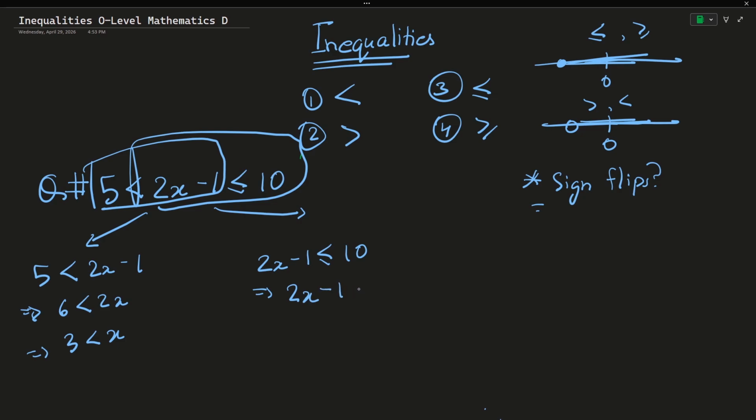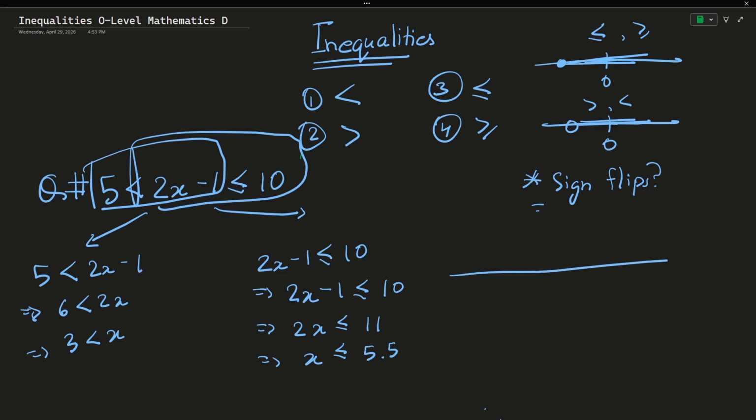So we have 2x minus 1 is less than equals to 10. If I add 1 to both sides, it becomes 2x is less than equals to 11. And then if I divide it with 2, that becomes x is less than equals to 5.5. 11 by 2 is 5.5.